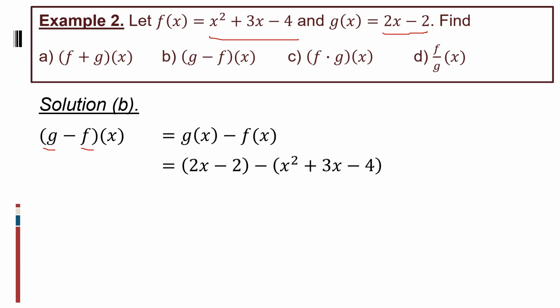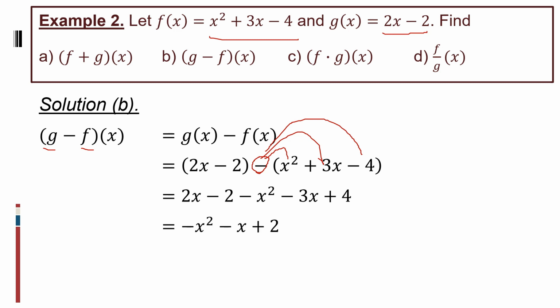By removing the grouping symbol, note that minus yung operation dito. So, para tayong magdidistribute ng negative 1 dito sa loob. So, mag-change siya ng sign. So, we now have 2x minus 2 minus x squared minus 3x plus 4. Then, by combining like terms, we have negative x squared. 2x minus 3x is negative x. Negative 2 plus 4 is positive 2. So, we have negative x squared minus x plus 2.